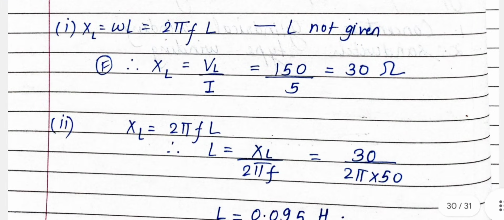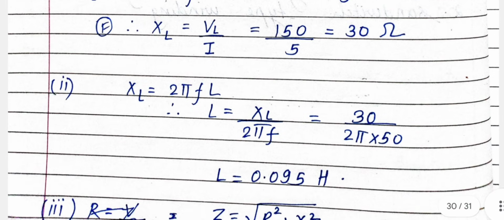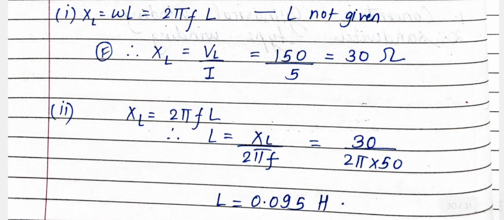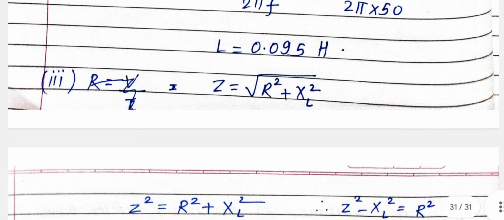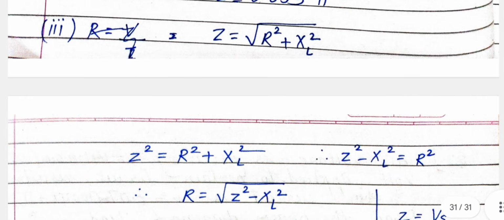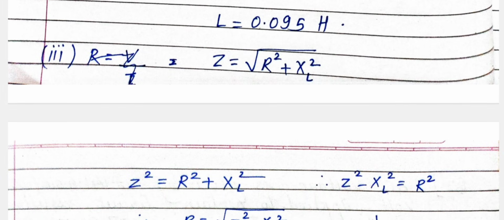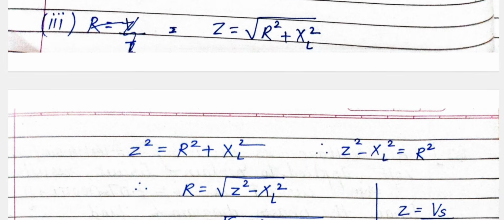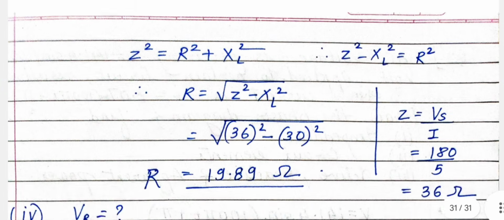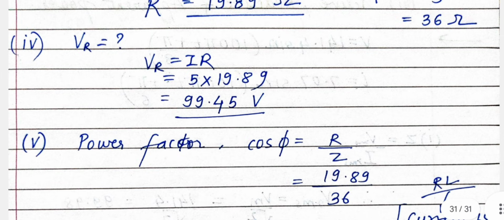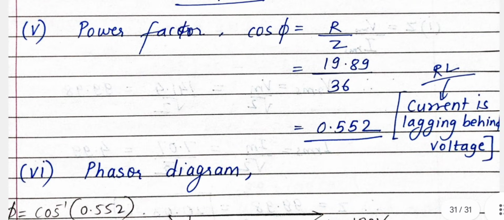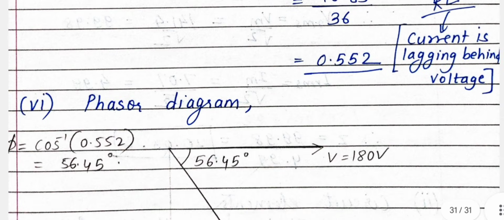I'll explain the formulas. XL is omega L, 2 pi f L, and you can find XL by VL upon I. Then just by putting values you will get L, the inductance. For finding the resistance, you have to find Z, using the formula for impedance. Don't use the I equals V by R formula. Remember, people make that mistake and get the wrong answer. So here you have to use Z equals under root of R square plus XL the whole square, and find R from here. VR is again I into R, you will get this, and power factor cos phi equals R by Z, which is 0.552.